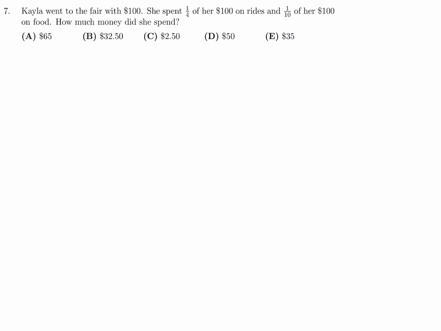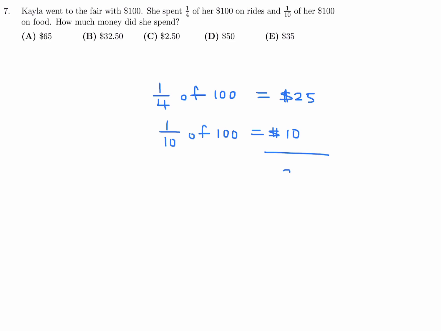Kayla went to the fair with $100. She spent a quarter of her $100 on rides and 1/10 of her $100 on food. How much money did she spend? A quarter of $100 is $25, and 1/10 of 100 is $10. So how much did she spend in total? Well, you add these two up, and that is $35. And therefore, number 7, the answer is E.